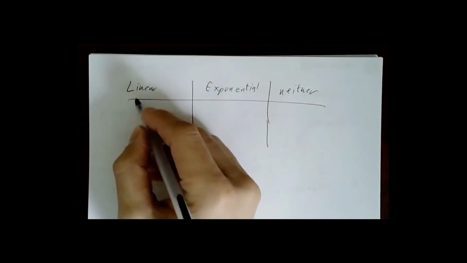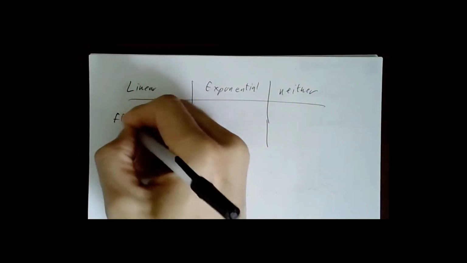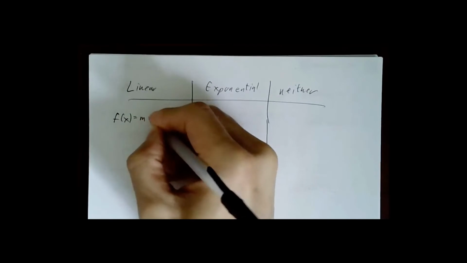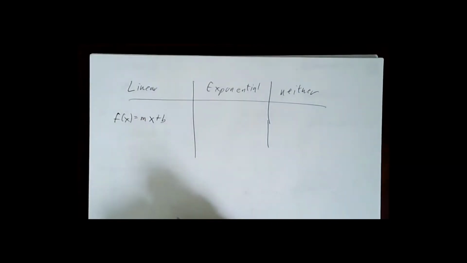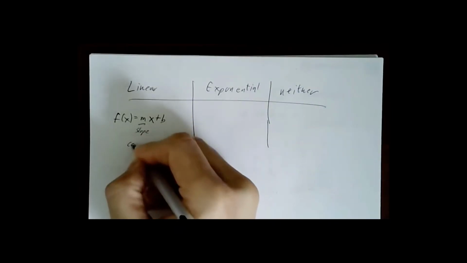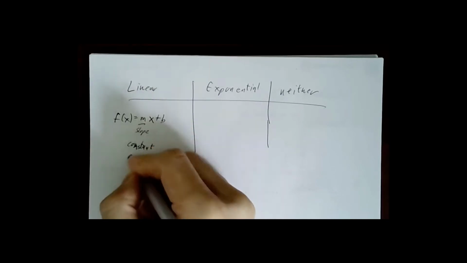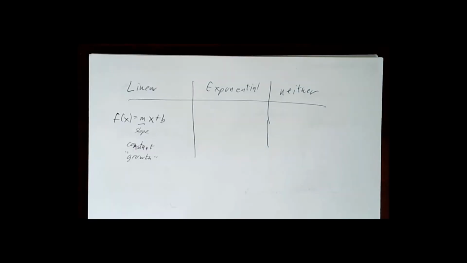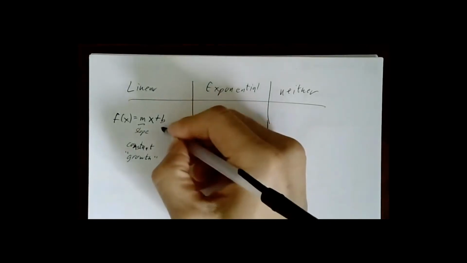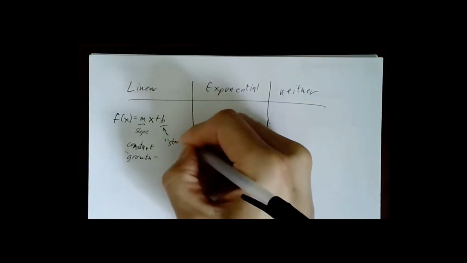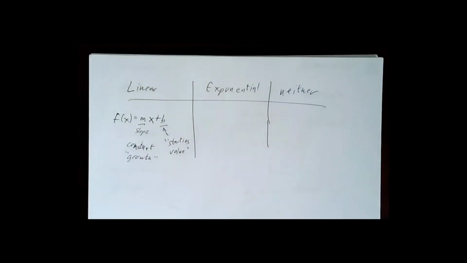And what we typically see for linear functions is a function written in this format, and this is what most students remember. It's mx plus b, where m is our slope or constant growth. And I put growth in quotation marks because sometimes the growth can be increasing, sometimes it can be decreasing. So growth is not necessarily the most accurate term, but it is what it is. And then b is our starting term.